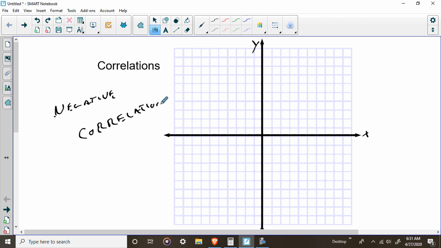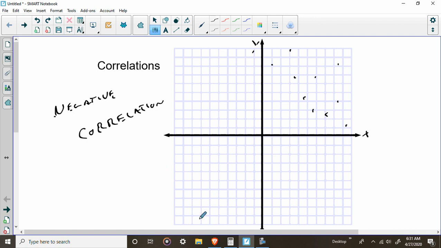But essentially what it says is that as one piece of data goes up, the other one's going to go down. So this would be a strong negative correlation, right? This would be a weak negative correlation, right? It's going down, but some of those points are really far out there, okay? So essentially all you're going to have to do today is tell whether there is a correlation or not, and if it's positive or negative.